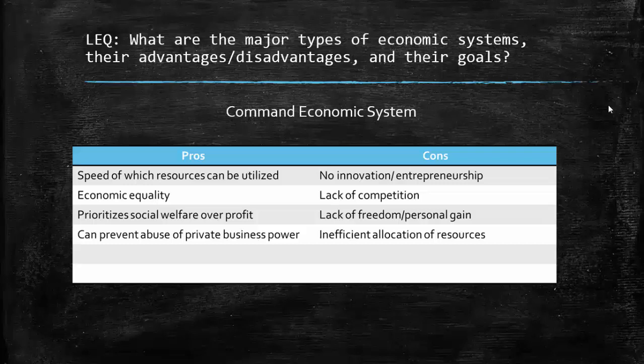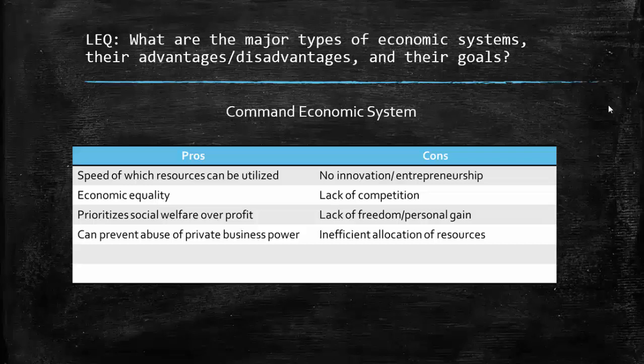The government makes all the choices. Now, if you were born and raised in America, like most of us are, the idea of a command economy may seem kind of strange or foreign to you. But imagine living in a world where the 3 basic questions, what to produce, how to produce, and for whom to produce, are answered by the government. Now, as crazy as that sounds, there are some pros to it.